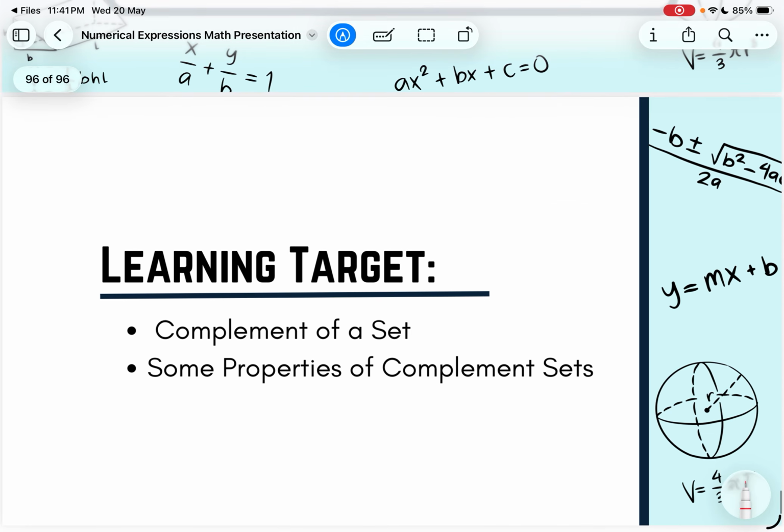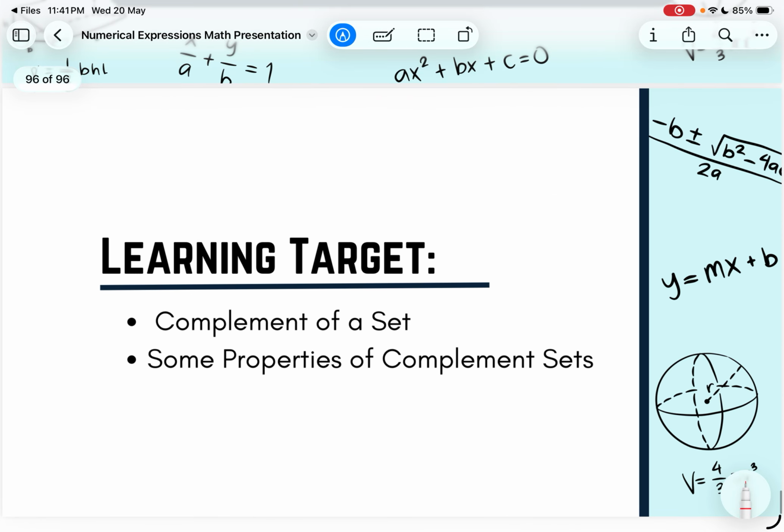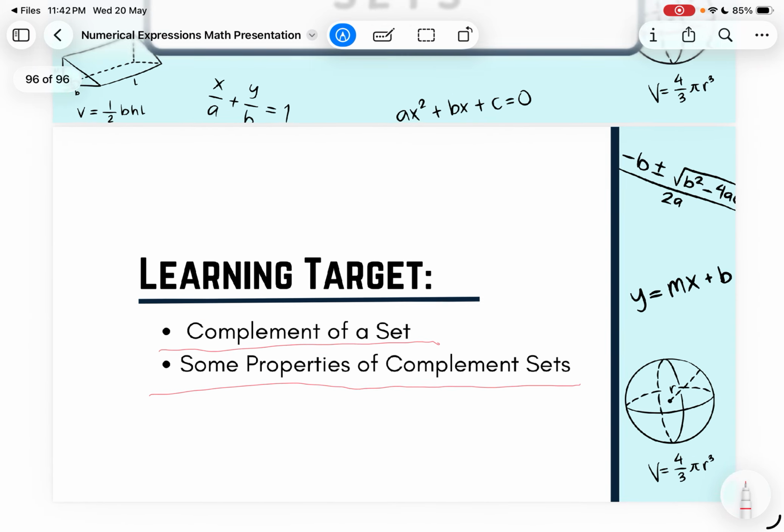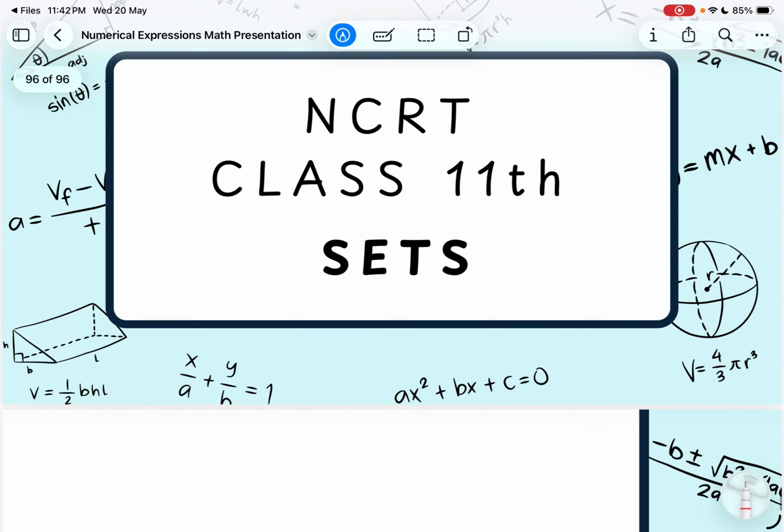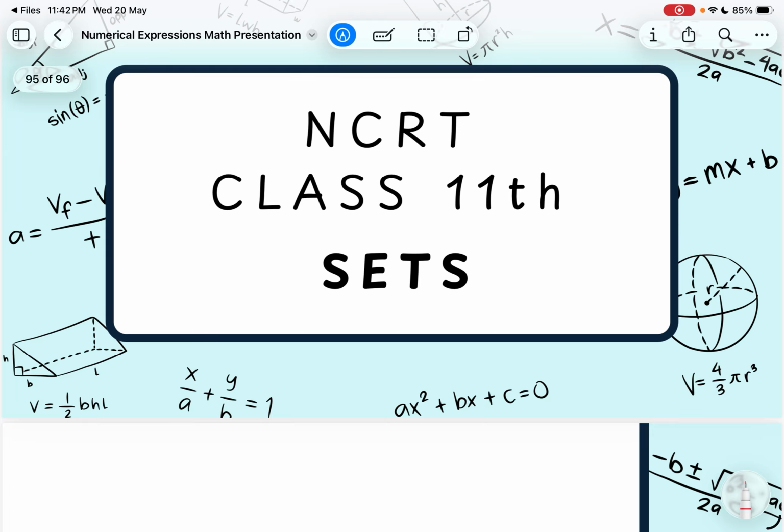This is very easy. Now we have completed these two topics, and in the next video we will talk about the complement of a set and some properties of the complement of a set. Okay, so that's it for this video. I hope you understood, and you will try all the questions that are left on your own. So okay, bye bye.